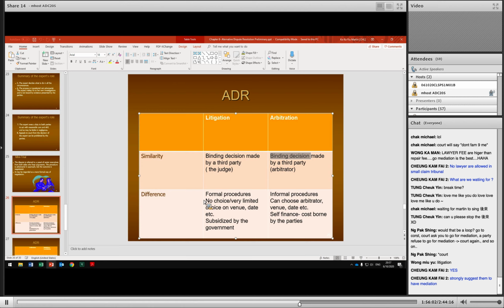But the difference is that litigation has a very formal procedure. So you have to comply with a lot of rules and procedure laid down by the court. Also, there's no choice or very limited choice on venue, day, etc. Also, the money is subsidized by the government. The party only pays a very small sum of fee to the court. Okay? It cannot cover the cost of the court.